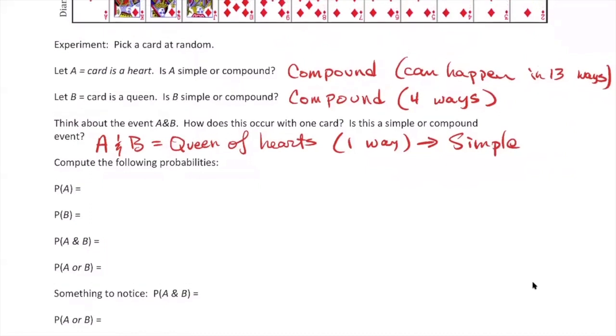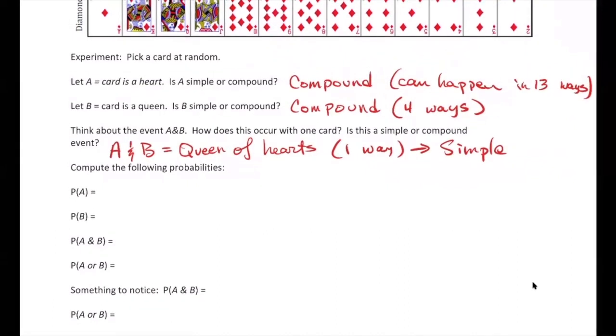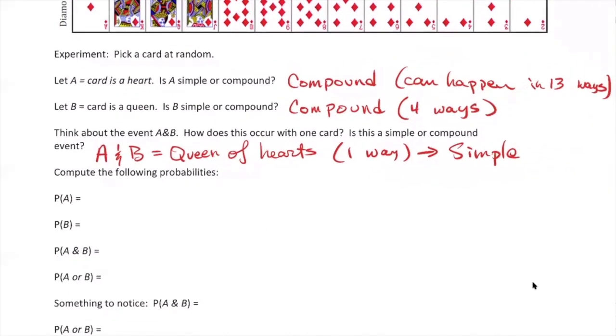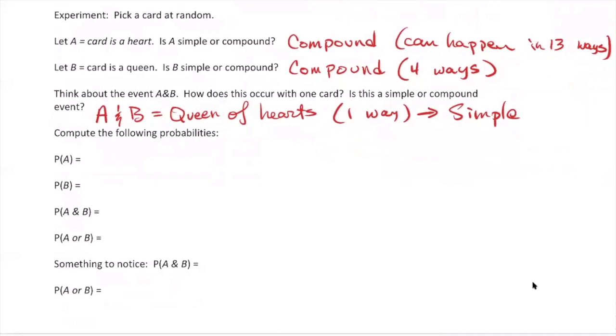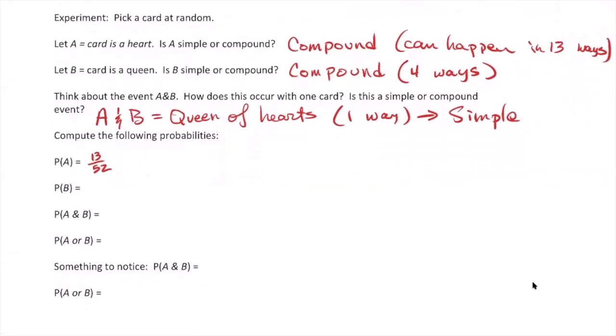Okay, so now we do these probabilities. When you look at A, it says the card is a heart. We already said that can happen in 13 ways, so it's 13 out of 52. Somebody type in the probability of B. This is the probability of getting a queen. Write it as a fraction, something divided by something else. Yeah, 4 divided by 52.